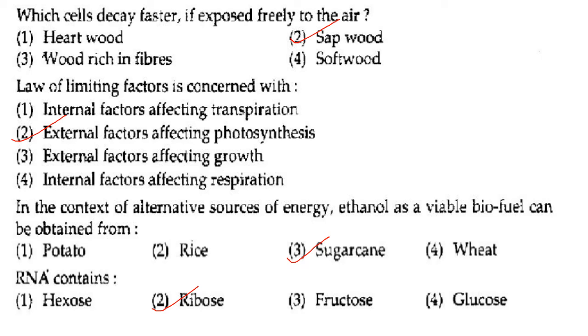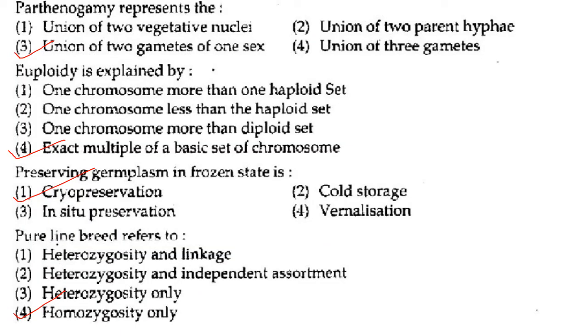Next one. In the context of alternative sources of energy, ethanol as a viable biofuel can be obtained from: option 1, potato; 2, rice; 3, sugarcane; 4, wheat. Answer is option 3, sugarcane. Next one. RNA contains: option 1, hexose; 2, ribose; 3, fructose; 4, glucose. Answer is option 2.